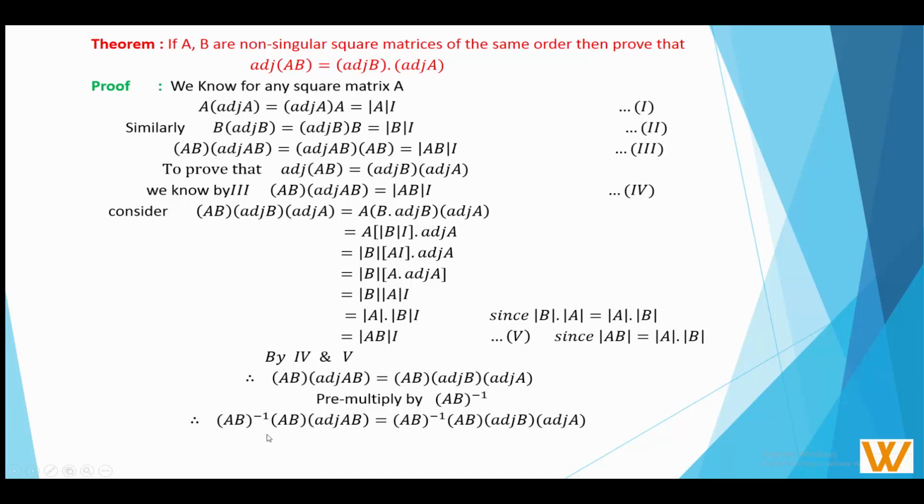Now AB inverse into AB is I. So I into adjoint AB equals I into adjoint B into adjoint A. I is 1 in matrix. So 1 into adjoint AB is adjoint AB, equal to adjoint B into adjoint A. This is the proof of this theorem.